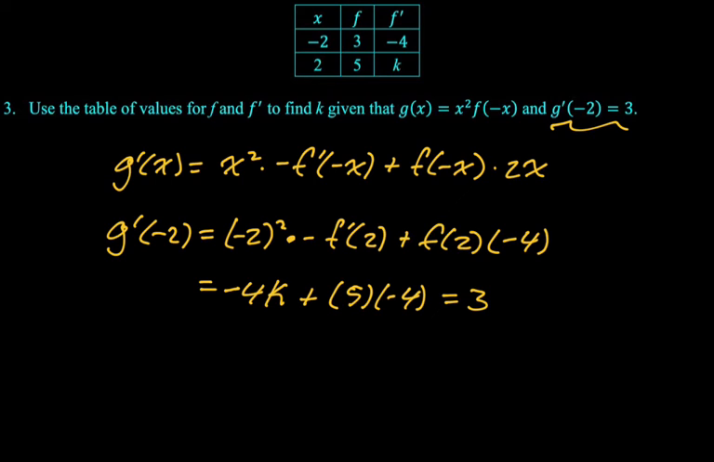Okay, so now I'm about to, I think, get this wrong. So negative 4k minus 20 equals 3. Negative 4k equals 23. K is equal to negative 23 over 4. I forgot a negative sign in the answer because I forgot a negative sign when I was doing the work, so let me just put it in.